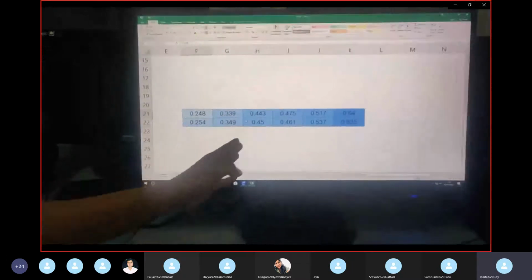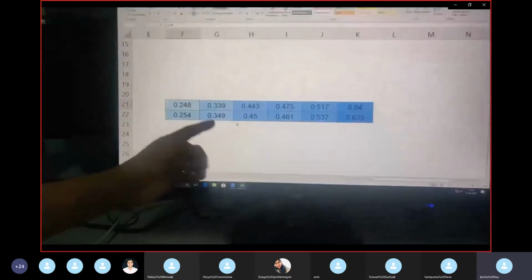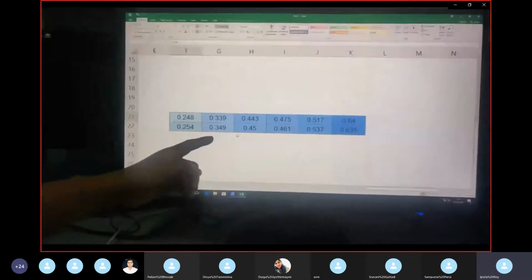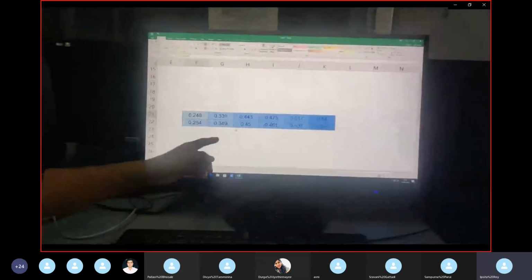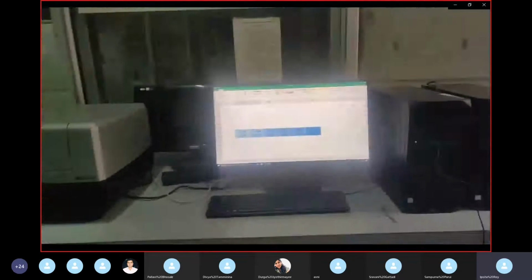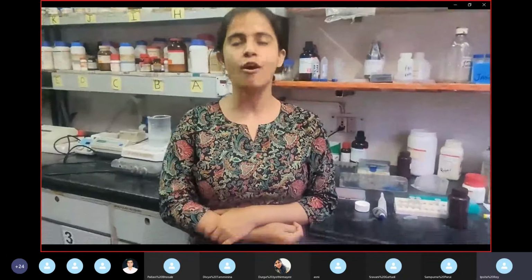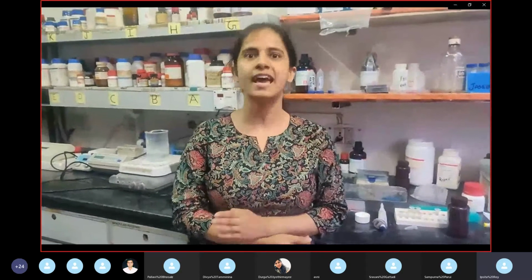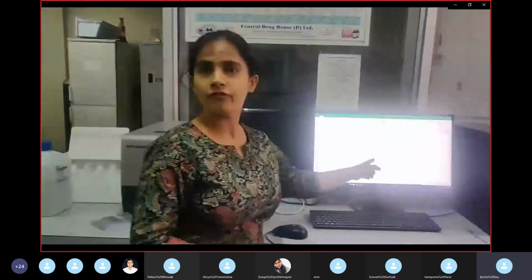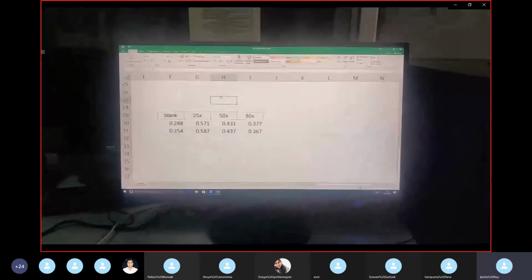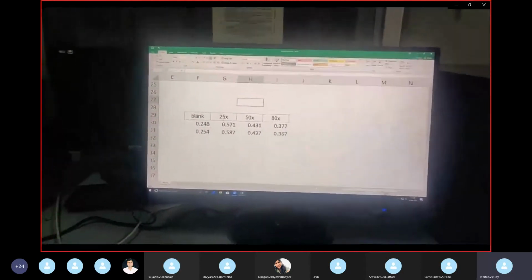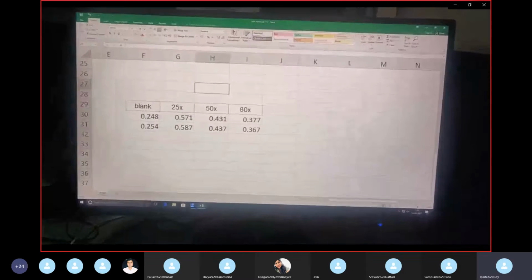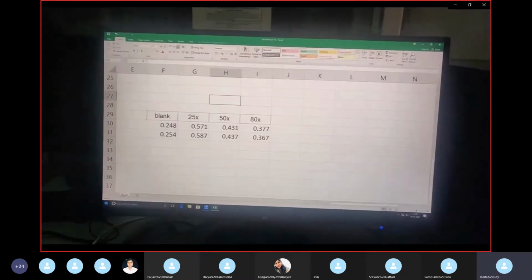And by using these readings, we will plot the standard curve of BSA, and using this standard curve of BSA, we will measure the concentration of alpha amylase. We have taken different dilutions such as 25x, 50x and 80x of alpha amylase from the crude extract, and we will do the Bradford assay in the same way as we have done for the preparation of the standard curve of BSA. We have got these readings of alpha amylase by taking absorbance at 595 nanometer. For 25x, we have got this reading, and for 50x this, and 80x this.